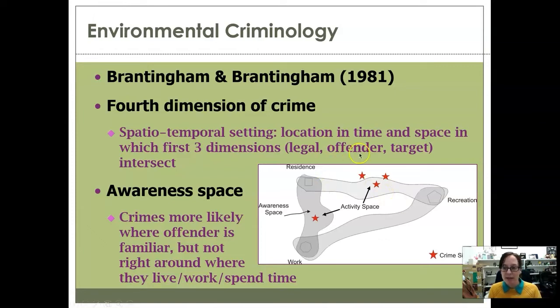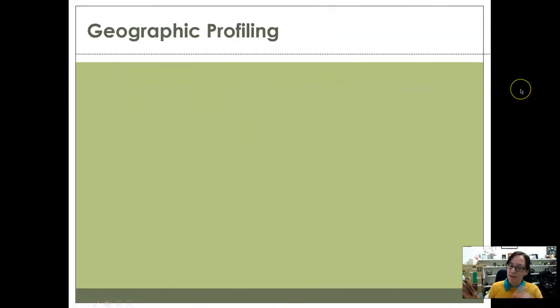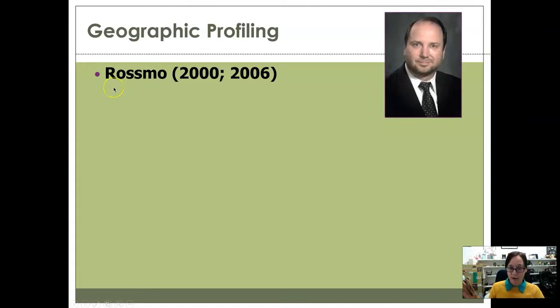So that awareness space can help us if we go backwards with it. This sort of leads us to geographic profiling, which takes those ideas of awareness space and those patterns to then try to figure out where crimes are, where criminals live or spend a lot of time, based on where those crimes are committed. Geographic profiling was essentially invented by Kim Rossmo, and there he is.